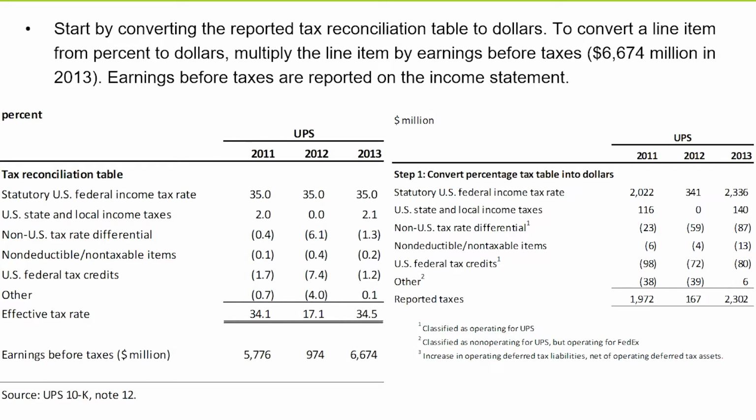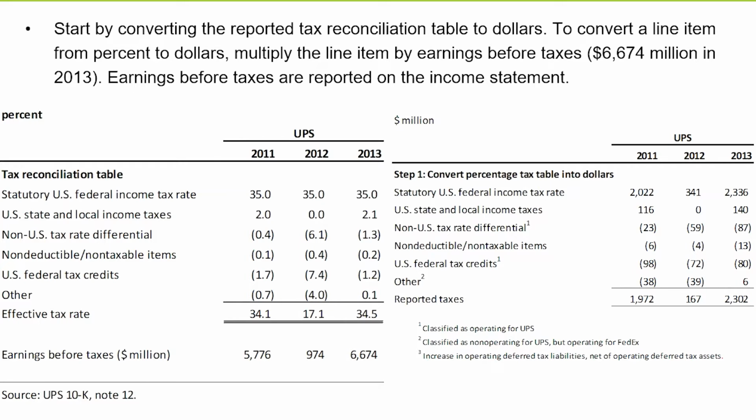In 2012, it's much lower. They only pay 17% taxes on an effective basis, even though what they're charged is 35%. And that's due to these big tax credits that they got. And then in 2013, they again are back up to about 34%. So they're paying about the statutory rate. UPS, based on their business, is not that able to avoid taxes by engaging in some shenanigans that other companies like Amazon or GE are able to.